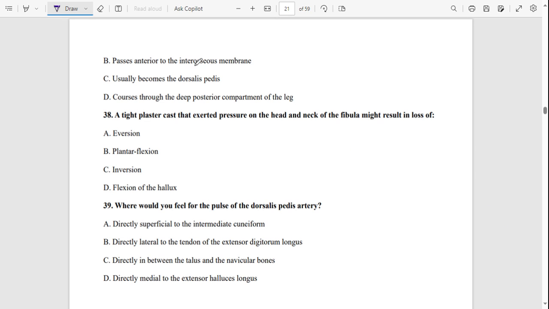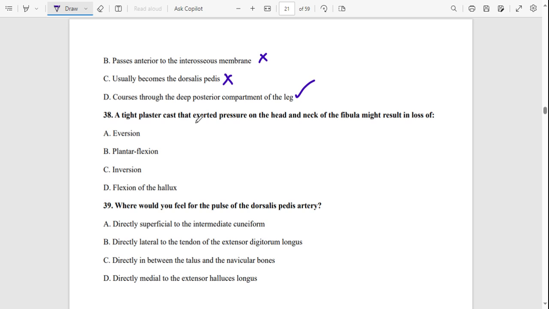And then passes anterior to the interosseous membrane. This one also is not true. It is actually posterior, not anterior, because it's on the back. Usually becomes the dorsalis pedis. Now, this option, dorsalis pedis is an artery which is on top of the foot. So it can be formed by an artery that is on the posterior. Courses through the deep posterior compartment of the leg. This is the correct option, right?